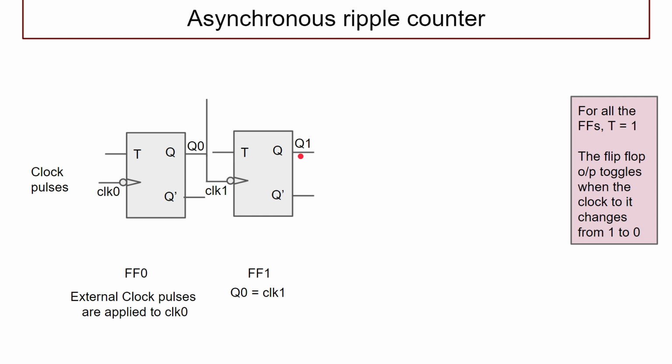All we require is that whenever Q0 is changing from 1 to 0, we want the Q1 value to change, or Q1 to toggle. Therefore, for flip flop 1, the clock input is supplied from Q0 directly, and as a result, whenever Q0 is changing from 1 to 0, the flip flop will toggle, and hence for every second clock pulse, Q1's value will be changing.